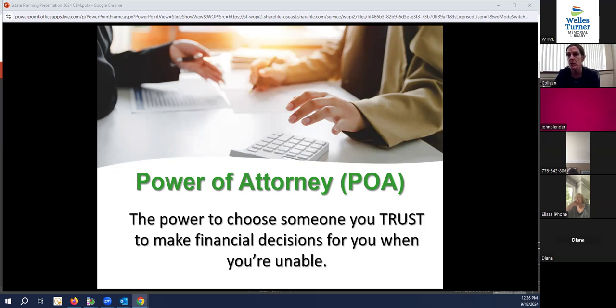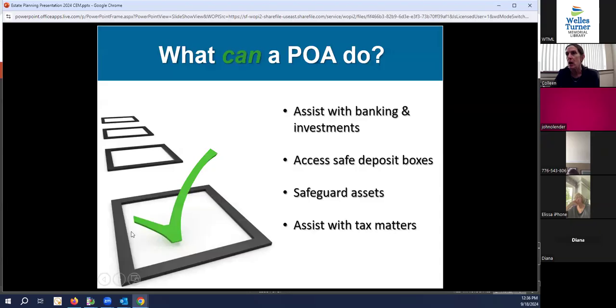It allows someone to assist with banking and investment, to access safe deposit boxes, although quite frankly, you probably want to do that in a more concrete way. If you have a safe deposit box, you probably want to have your person listed on the bank's paperwork. You want to make sure they know where the keys are. Safe deposit boxes we have found in our practice can be very difficult to access if someone's incapacitated.